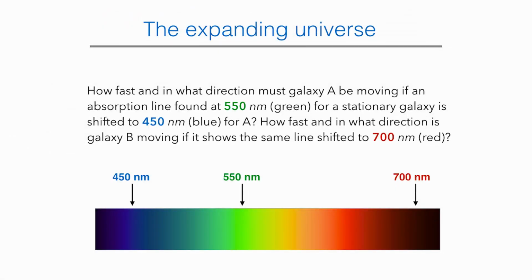How fast and in what direction must galaxy A be moving if an absorption line found at 550 nanometers for a stationary galaxy is shifted to 450 nanometers for A? How fast and in what direction is galaxy B moving if it shows the same line shifted to 700 nanometers?